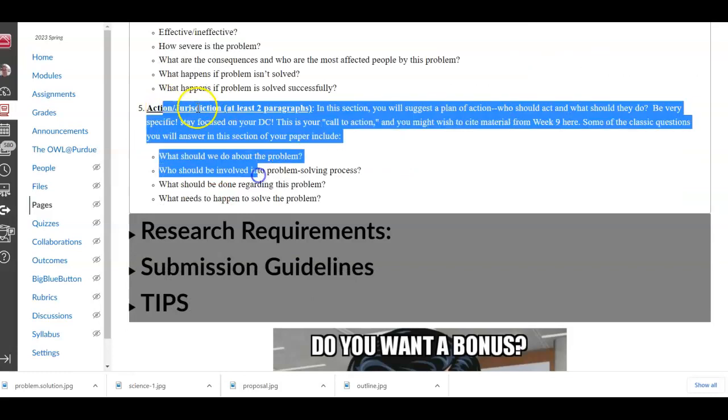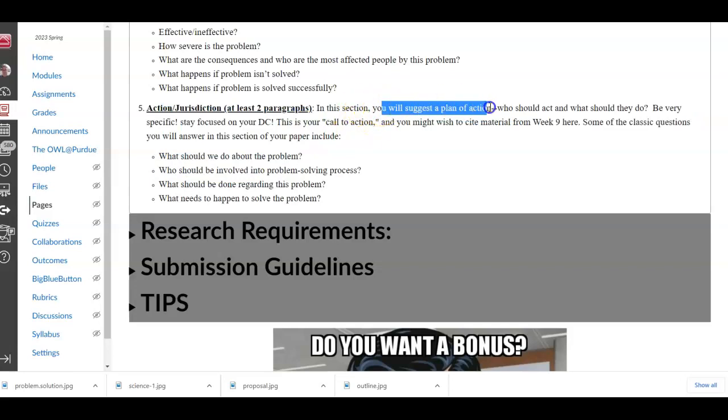Then the last section, they call the action jurisdiction section. So 2 paragraphs, you will suggest a plan of action. 1 paragraph on that. What should we do? Be specific, stay focused on your discourse community. This is why it's super important to find a community and really focus on that. You can't be expected to solve all of a conspiracy theory, like convince every flat earther that the earth is actually round. But what do you do with that specific community? Is there something you could do? What's one specific thing you could do? And who should do this? That's the jurisdiction idea. Who should be responsible? When should it happen? Right? This is getting us very specific into what should happen and why and when.